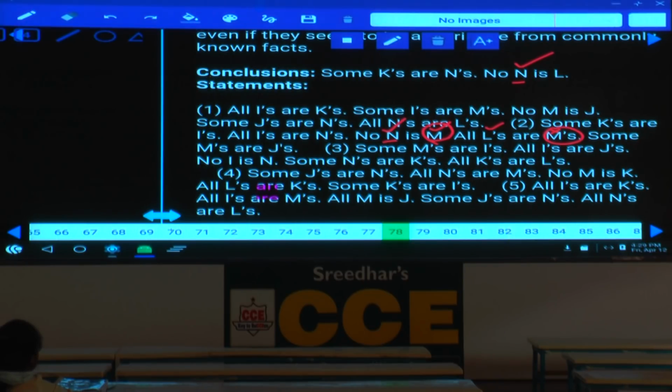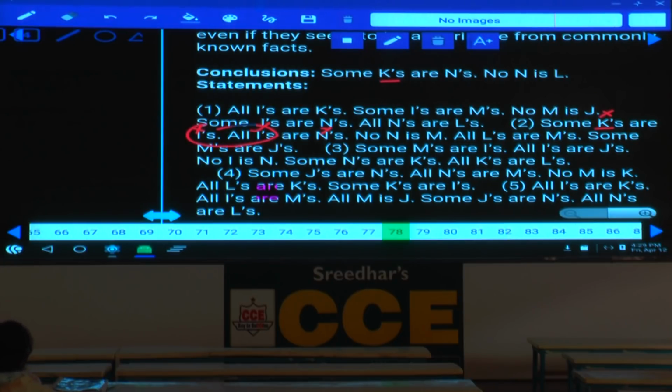Now we are left with the first one. Now in the first conclusion, K and I. K should be as it is, I should go, N should come. The statement between I and K: this K and I is cross and cross, I and N is tick and cross. The middle term I is distributed.